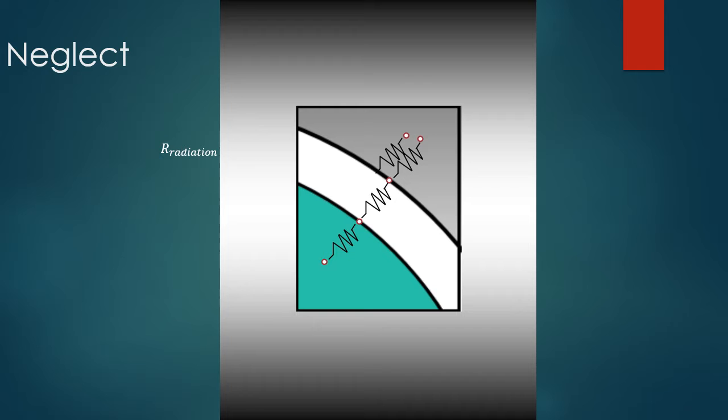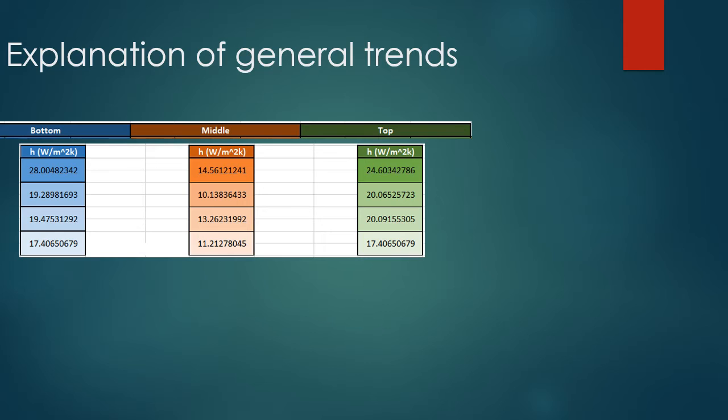One aspect of heat transfer that was neglected altogether was that of radiation. The radiation would be occurring between the outer surface and the surroundings. Although the experimental values are incorrect, there is a trend worth mentioning.